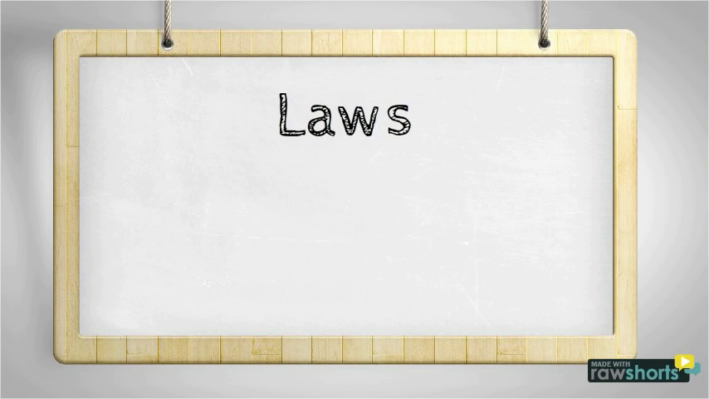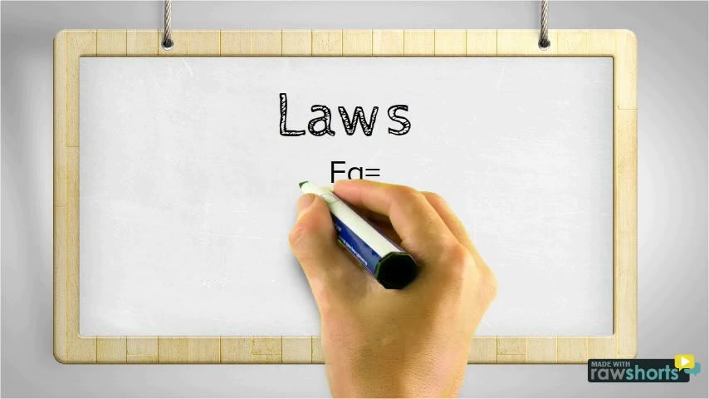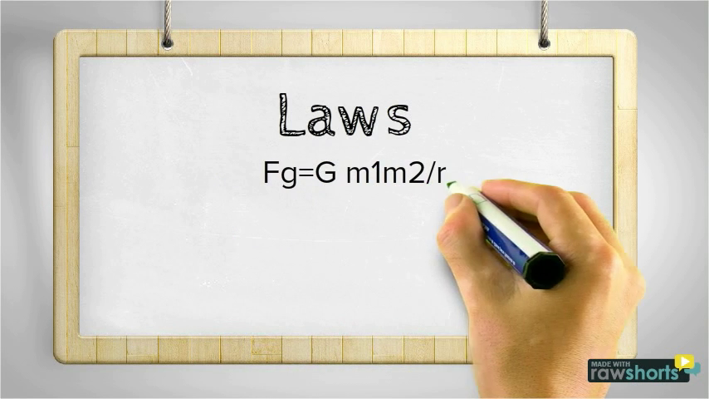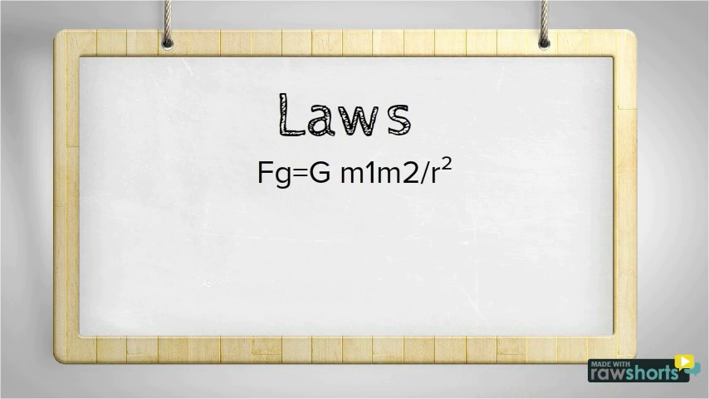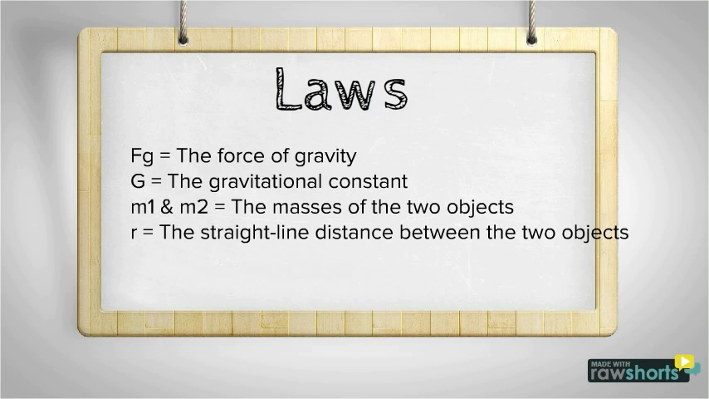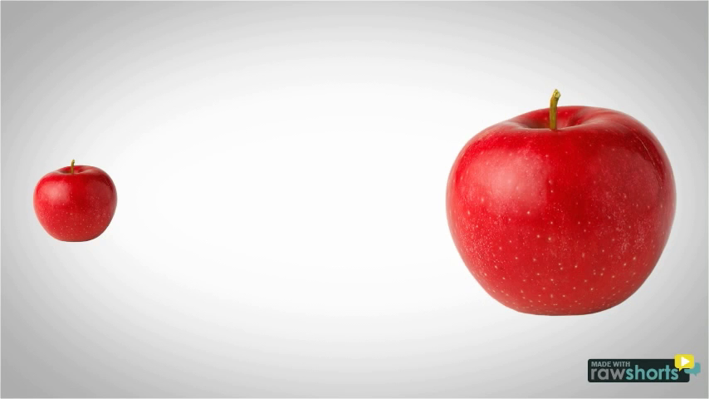What law does gravity operate under? The law for gravity is Fg equals G times m1 times m2 over r squared, where Fg is the force of gravity, typically in newtons, G the gravitational constant, m1 and m2 the masses of the two objects, typically in kilograms, and r the straight line distance between the two objects in meters. This means that the mass of the objects as well as the distance between them influences the gravitational force.